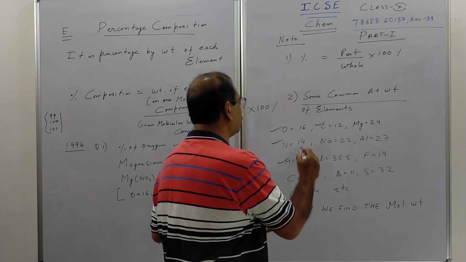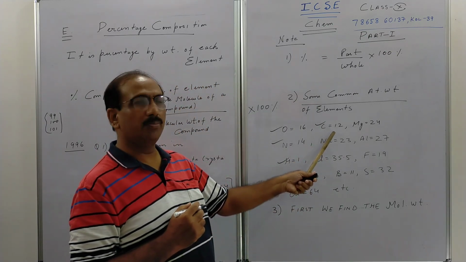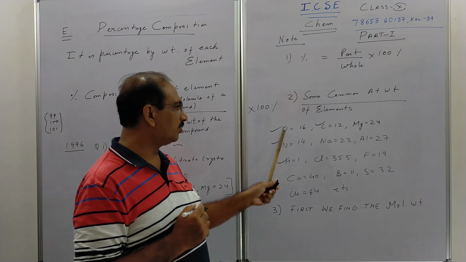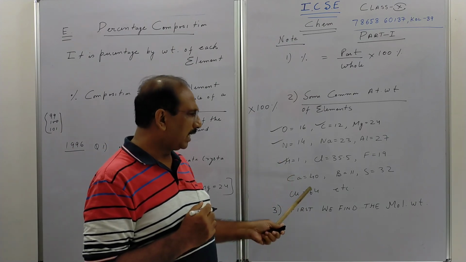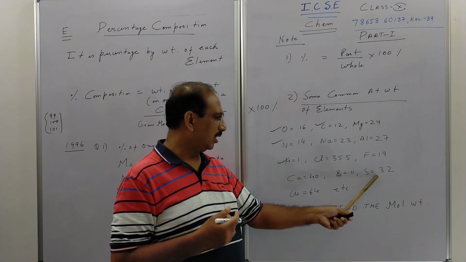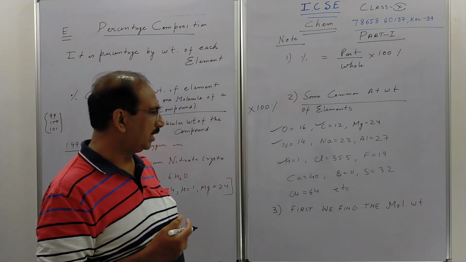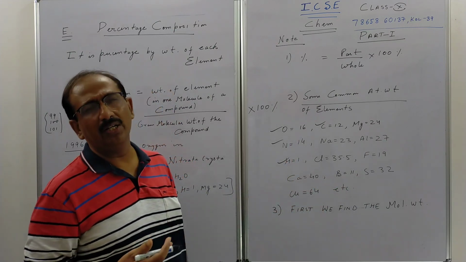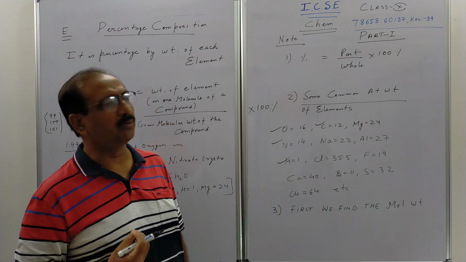Carbon, oxygen, nitrogen, and hydrogen: carbon is 12, nitrogen is 14, hydrogen is 1, oxygen is 16. Calcium is 40, you may learn if you wish. Sulfur is 32, copper is double of that. Half of sulfur is oxygen. So try to remember some common atomic weights.